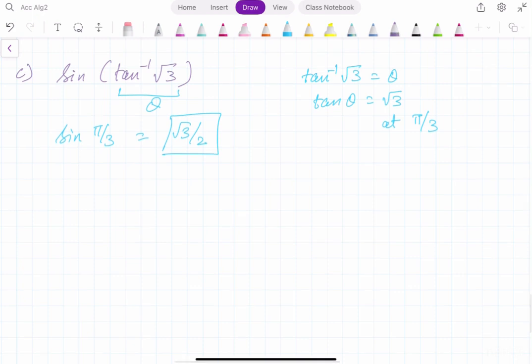Having a good understanding of the unit circle, especially the first quadrant, is important. If you understand the first quadrant, technically you know the whole entire unit circle.